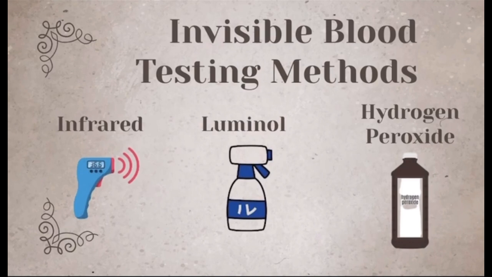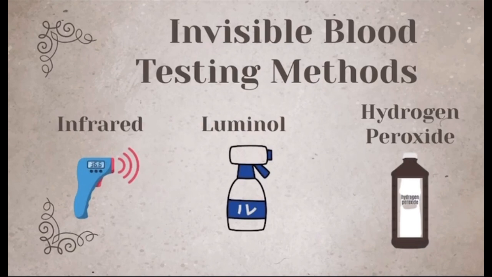Infrared cameras can be costly, and the blood must be in a specific condition for the heat signature to be noticeable. It is also less effective on surfaces that retain heat evenly. Next is luminol, a powerful chemical used to detect blood even if it's been cleaned or is no longer visible. When sprayed on a surface, luminol reacts with the iron in hemoglobin and emits a blue glow in the dark, revealing the presence of blood.